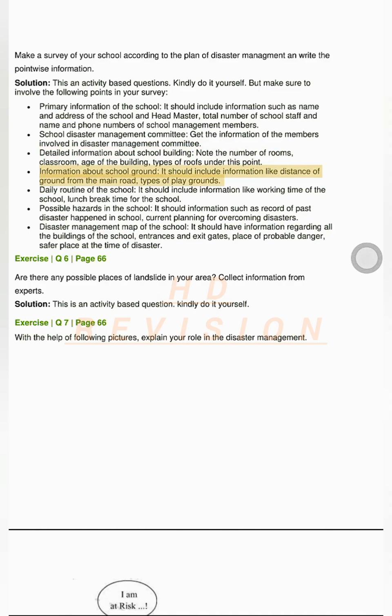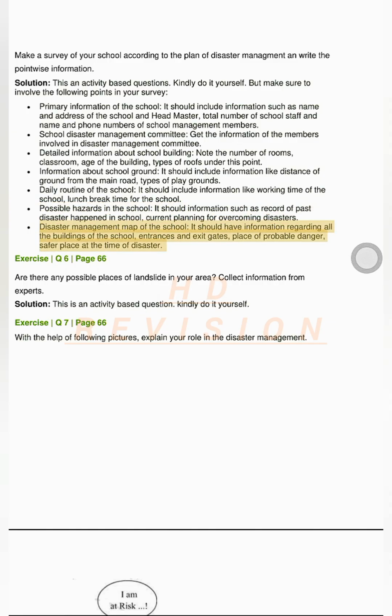Information about the school ground. It should include information like distance of the ground from the main road and types of playgrounds. Daily routine of the school. It should include information like working time of the school and lunch break time. Possible hazards in the school. It should include information such as records of past disasters that happened in the school and current planning for overcoming disasters.